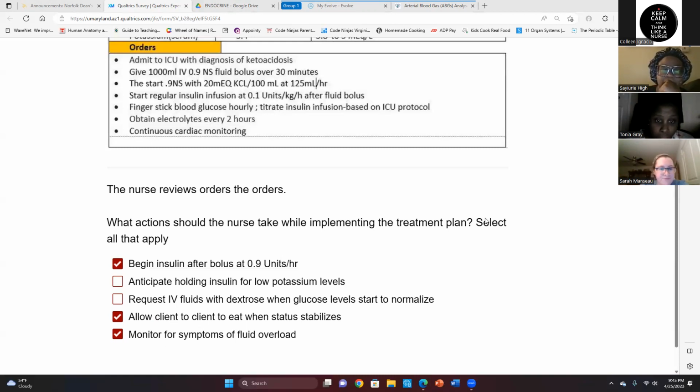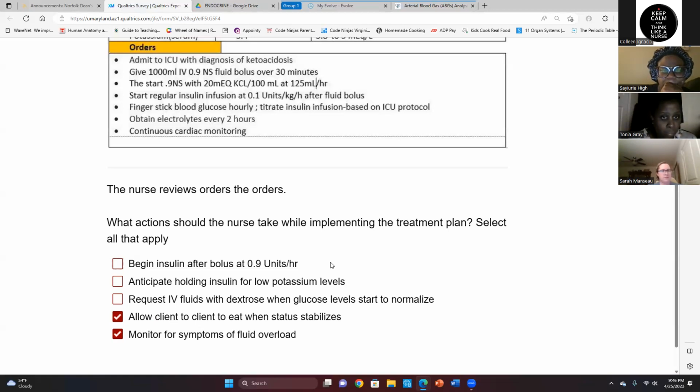Great discussion. So let's take a look at this. Begin insulin after bolus at 0.9 units per hour. Well, the doctor's order says start regular insulin infusion at 0.1 units. So that is not correct, and the 0.9 was meant to trick you because it's the normal saline. We're going to bolus 1,000 mL of normal saline over 30 minutes, because remember, we've got to rehydrate the patient. That is the priority here.